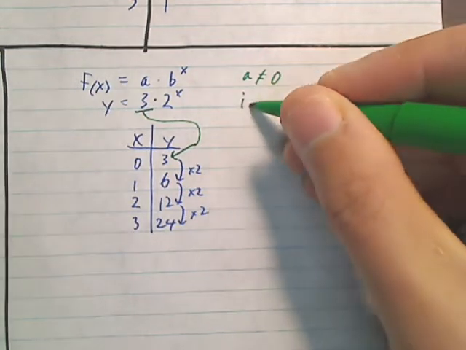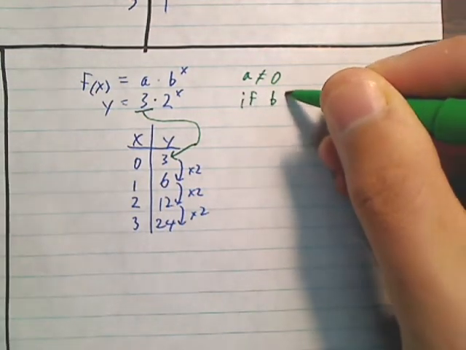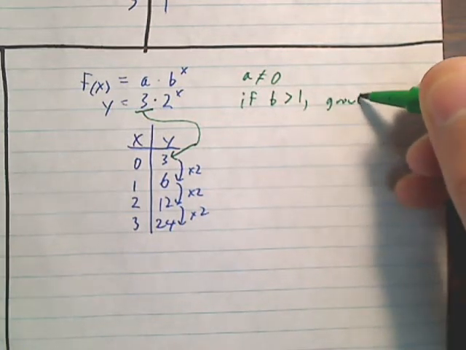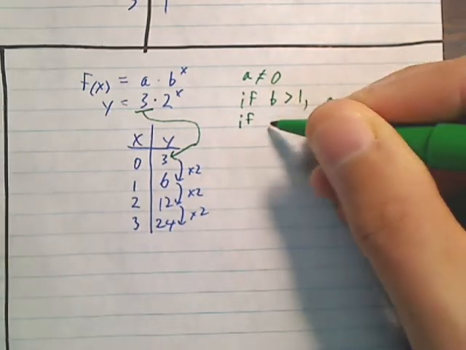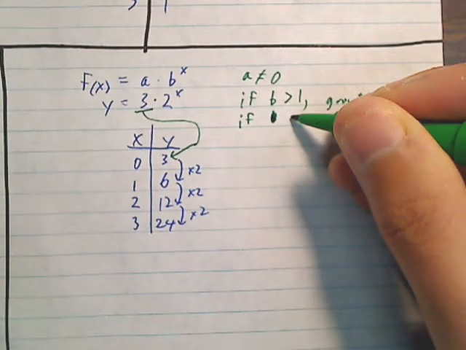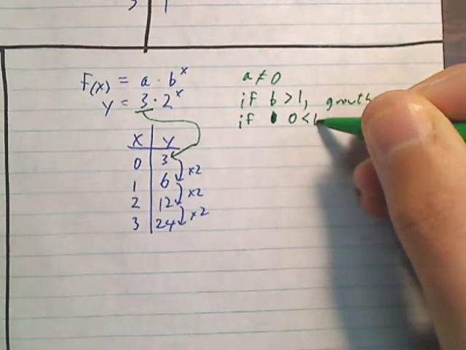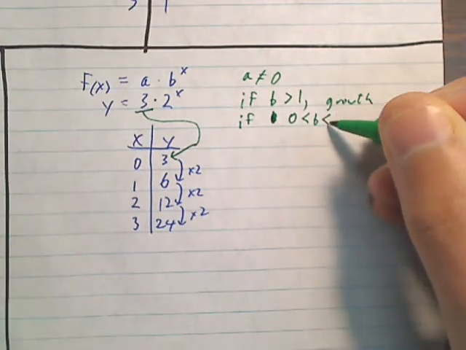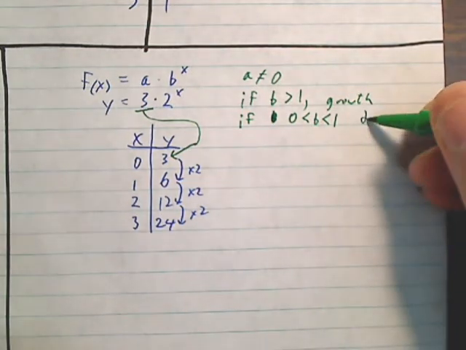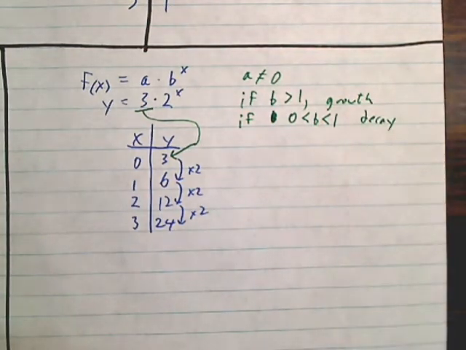So I'm going to make a note about a couple different things where b could be. If b is greater than 1, we have growth. If 0 is less than b, is less than 1, so if b is between 0 and 1, we have what we call exponential decay.